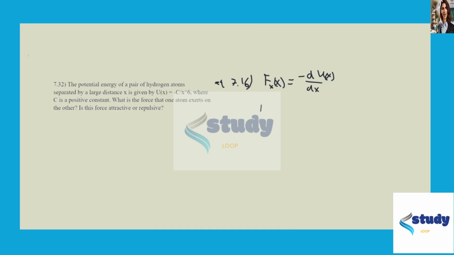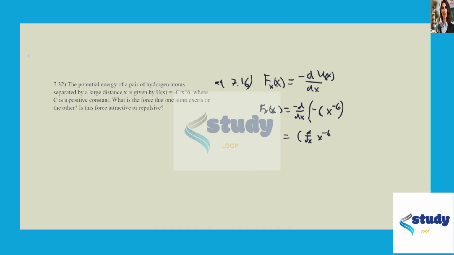So we have f of x equal to negative d over dx of negative c over x to the 6, which is equivalent to x to the negative 6. The constant negative c can come out of the equation, and the negatives will cancel. So we have c d over dx, x to the negative 6.